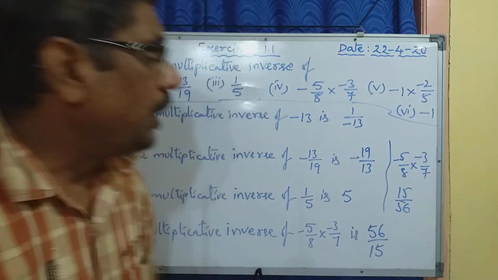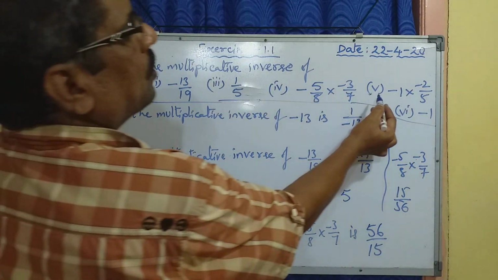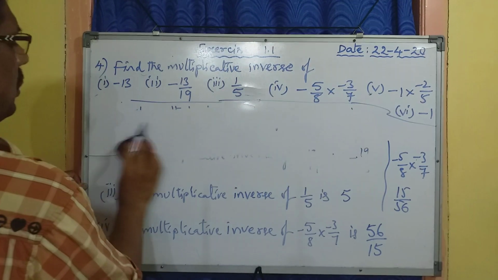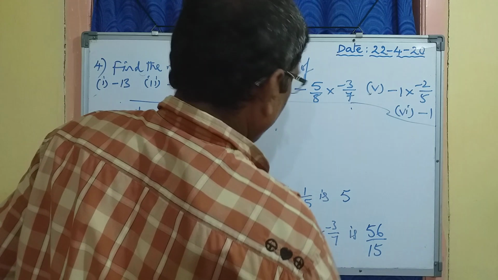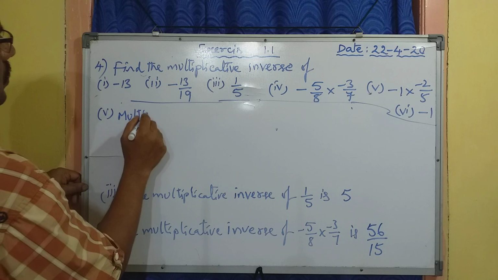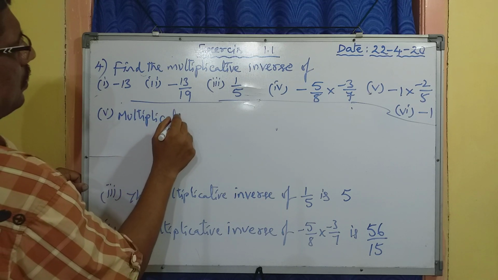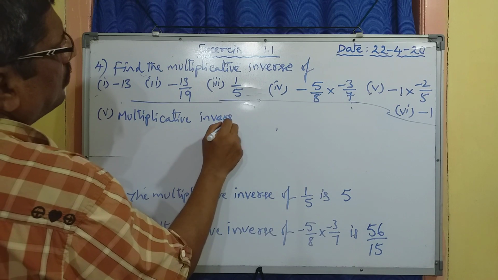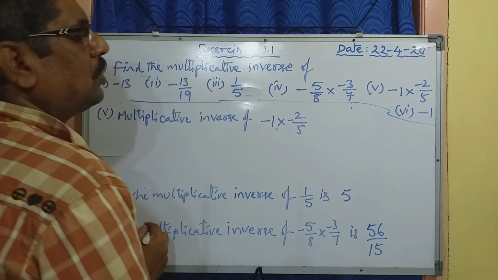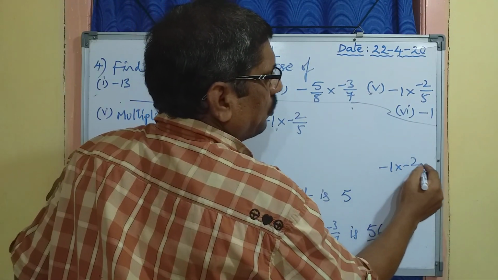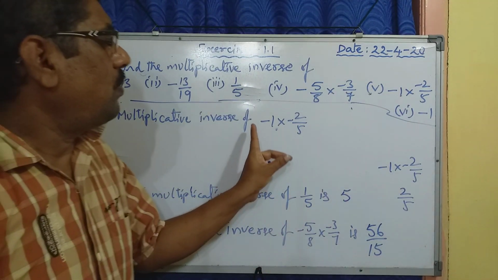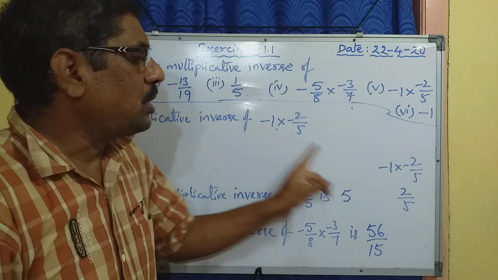Okay, so let us do the remaining two sums, 5th and 6th also. The 5th one is the multiplicative inverse of, what is the given number? Minus 1 into minus 2 by 5. Okay, look at the rough work. Minus 1 into minus 2 by 5: minus into minus is plus, 1 into 2 by 5. So the value of this expression is 2 by 5.